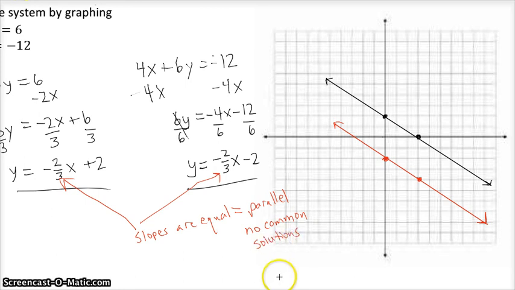And again, a solution is where they meet. And if they don't meet, then this is what's called a system being inconsistent. If it's inconsistent, that means there's no solution. It means you can't find a solution based on the fact that their lines are parallel. These lines will never meet.